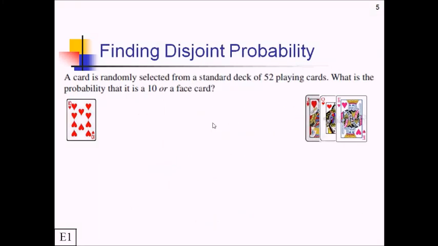Given what we've just talked about, see if you can reason out what to do in this situation. So we have a card randomly selected from a deck of 52. We want the probability it is a 10 or a face card. Pause the video and see where you can get with this one.